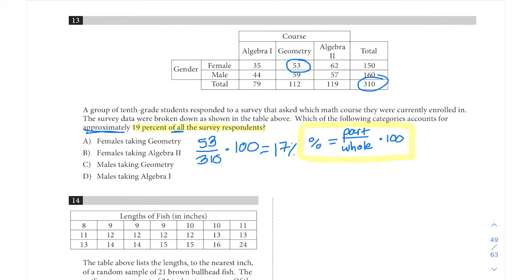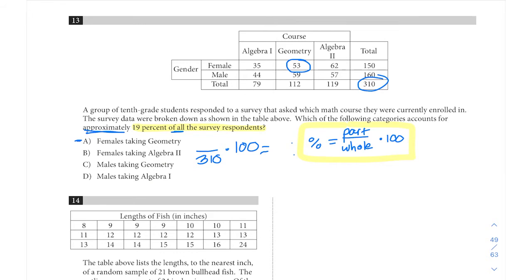Now, is that approximately 19%? I don't think so. But do we know for sure? Not yet, because with an approximately question, you're going to be picking the answer choice that's closest. And right now, we don't have enough information to know whether or not there's anything else that's going to be even closer than 17%. So for now, we can potentially leave A on the table and go ahead and continue with our calculations for the rest.